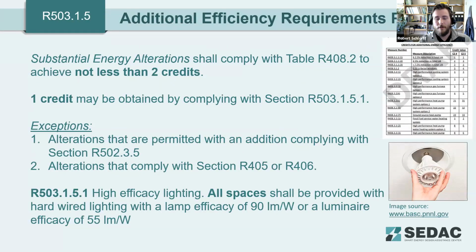Additional efficiency requirements. So again, we're talking about existing buildings here. For the additional efficiency requirements package, substantial energy alterations shall comply with the table of additional efficiency options that we went through earlier, and achieve not less than 2 credits. 1 credit may be obtained by complying with 503.1.5.1, which is, sorry, trying to read my notes here.